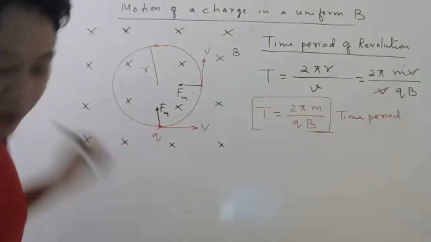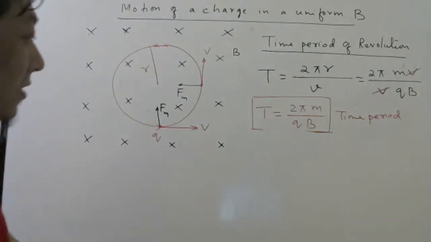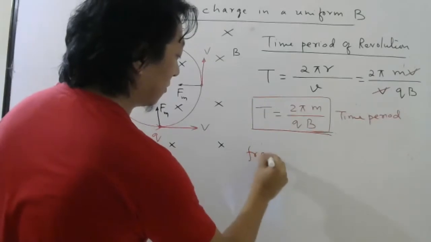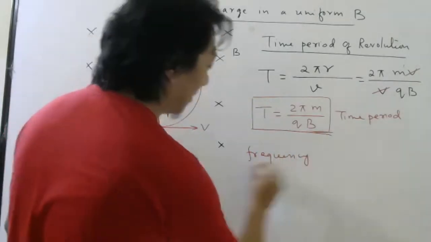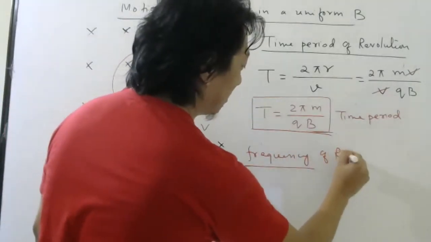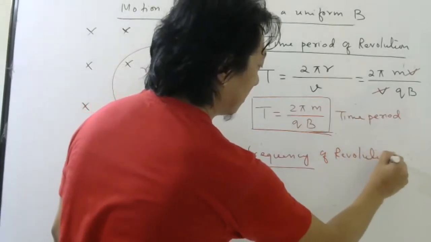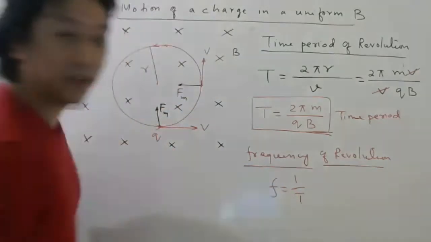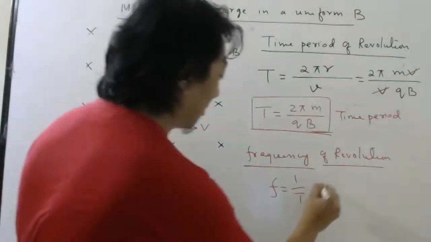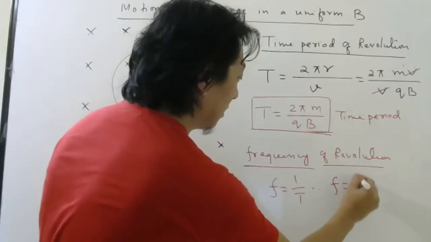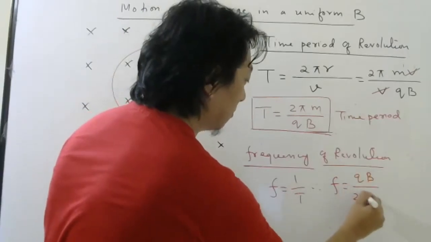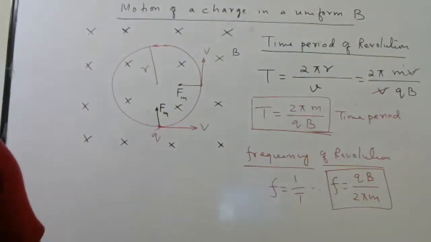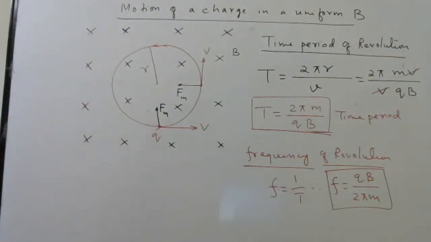Once you know time period, there are 2 other things they can ask. They can ask the frequency of revolution. That is very simple. Frequency is 1 by time period, right? So 1 by time period means frequency will be qB by 2 pi m. Okay, 1 by time period, correct.